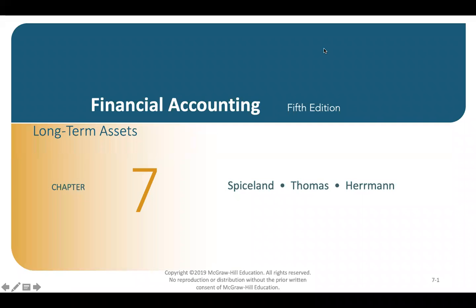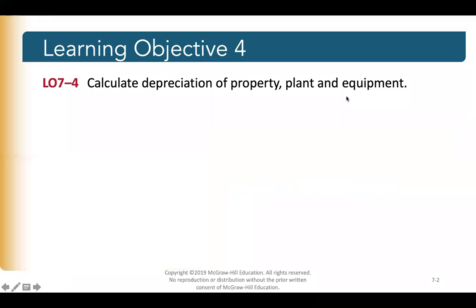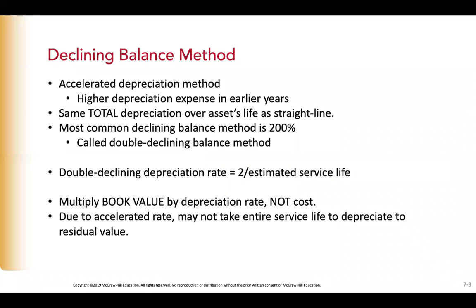Chapter 7, Long-Term Assets. We will continue on Learning Objective 4 today with calculating depreciation of property, plant, and equipment. In the previous videos, we discussed the straight line method, as well as how to calculate depreciation for a partial year and a change in depreciation method estimate. We will move on today with the next method of depreciation, the declining balance method.